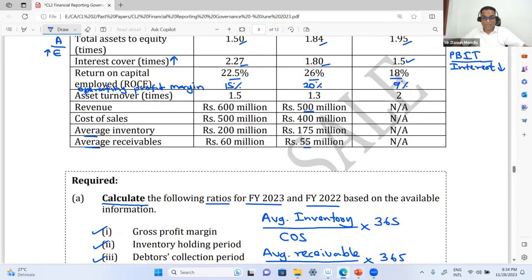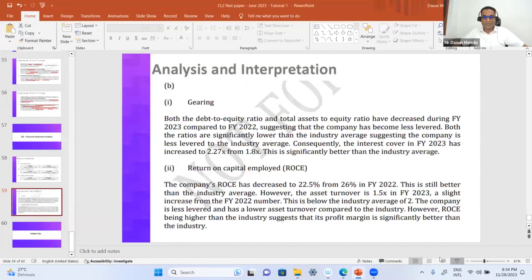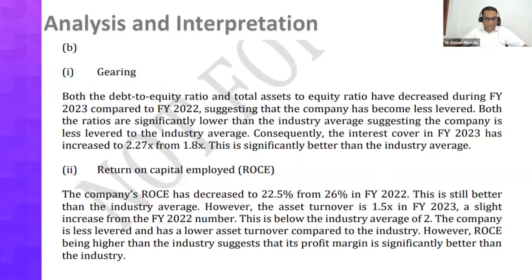I have actually explained more than enough. So you need to write this much. So what it says: the company's ROCE has decreased to 22.5% from 26% in the last financial year, that is financial year 2022. This is still better than the industry. However, asset turnover is 1.5 times in year 2023, a slight increase from the year 2022 number. But this is below the industry average.